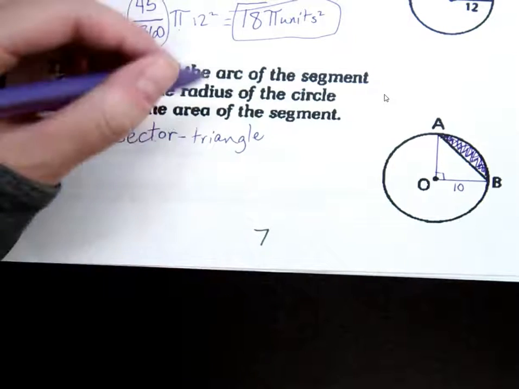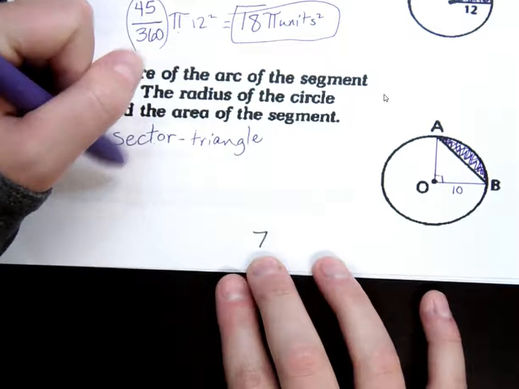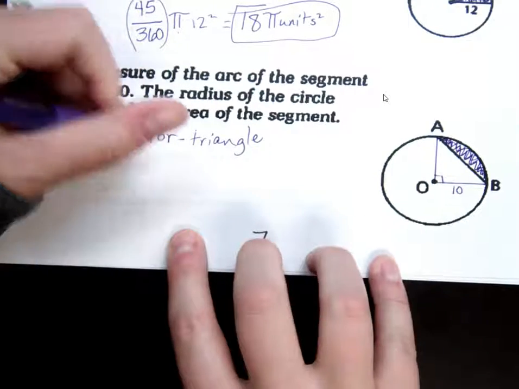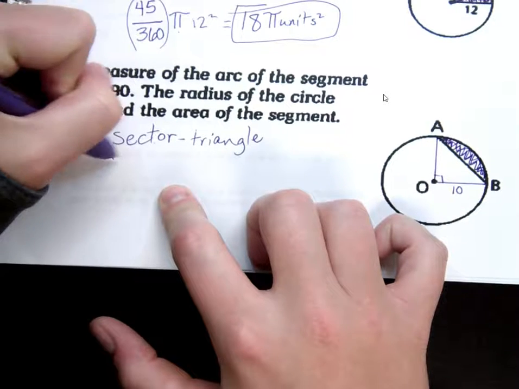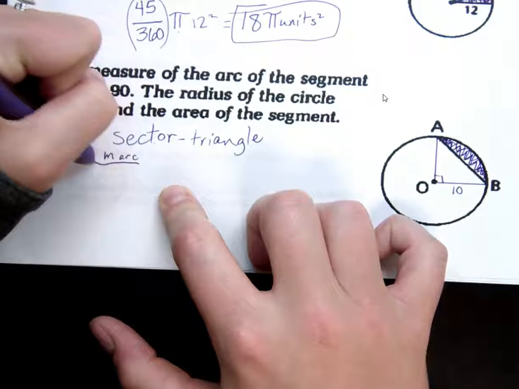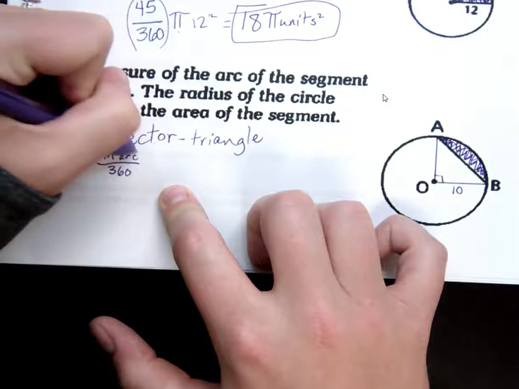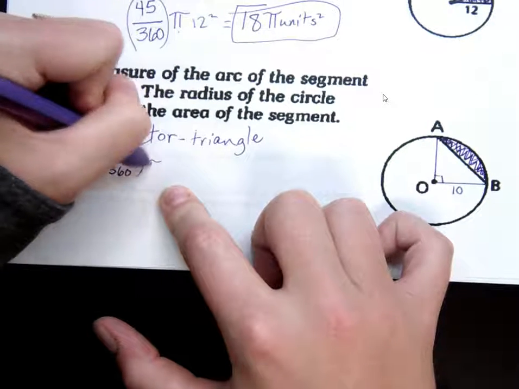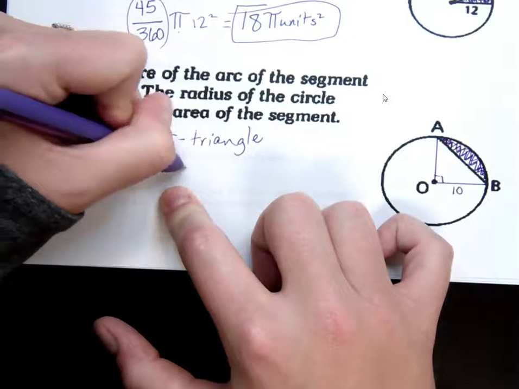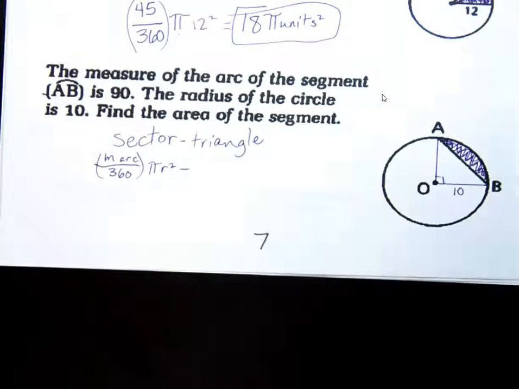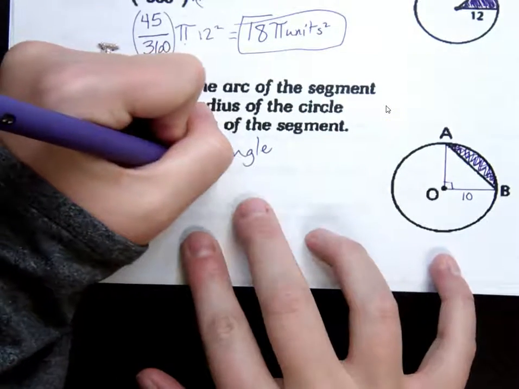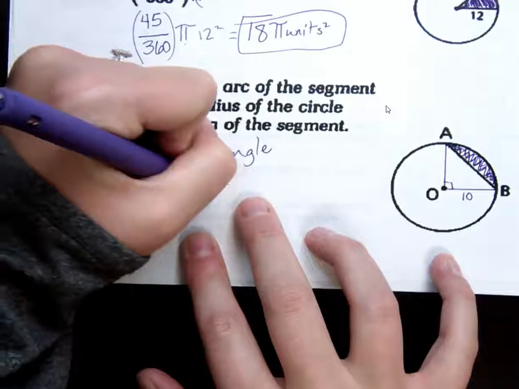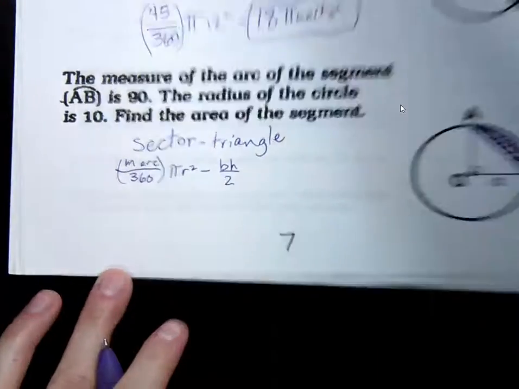Good to know. So sector, we have to find the area of the sector. Our formula is this. So measure of our arc. Sometimes I call it mark. Not often, but sometimes. And then pi r squared. That is the sector. And then I'm just going to write the area of a triangle formula down. Base times height divided by 2. So this is our formula. This is what we need to be successful in this problem.